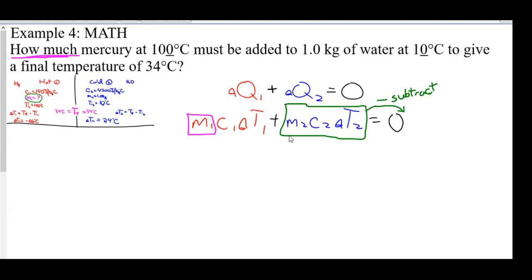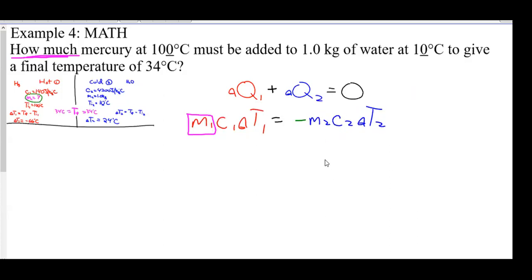I need to basically bring all of this of my cold substance to the other side of the equation. So therefore, I'm going to subtract both sides. And in the end, it just looks like this. So if you subtract m2c2 delta T2, it'll just be negative on the right-hand side.